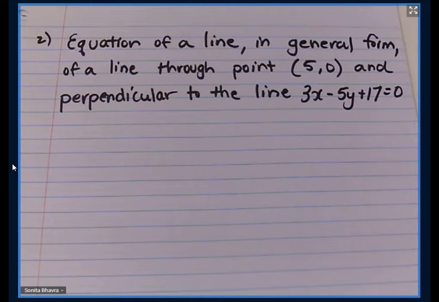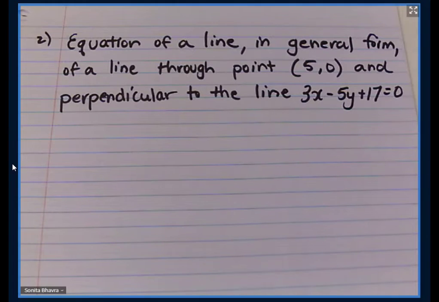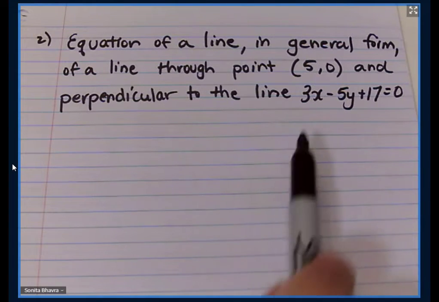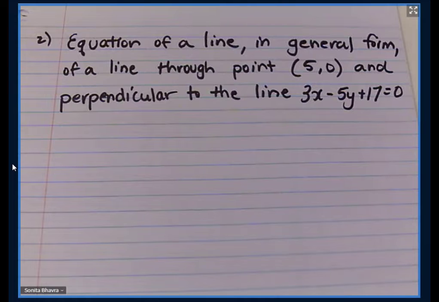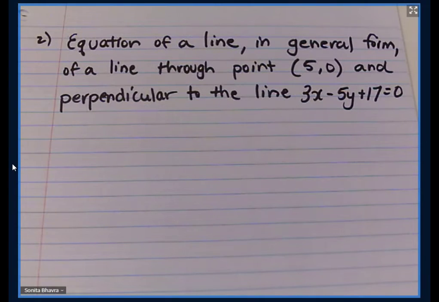All right, so question number 2, it's still on page 587. Equation of a line is what we have to figure out in general form of a line that's passing through the point 5, 0, and is perpendicular to the line 3x minus 5y plus 17 equals 0. All right, so this is in general form. We need to figure out the slope of this line and then figure out what the perpendicular slope would be.